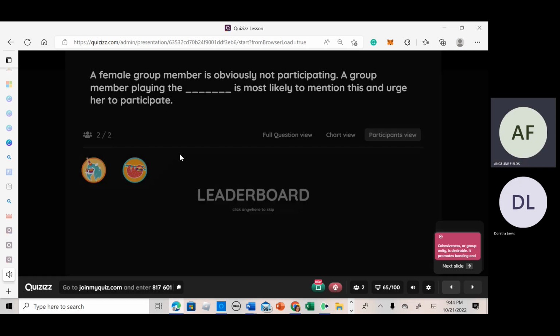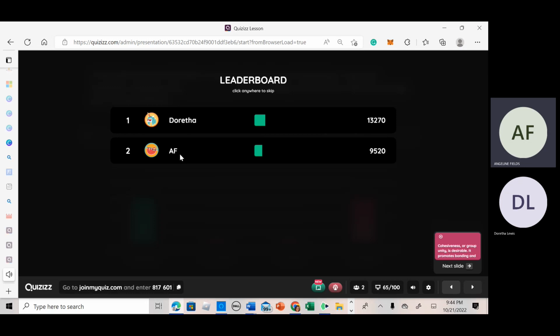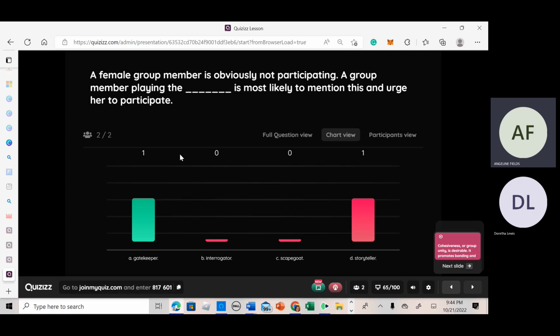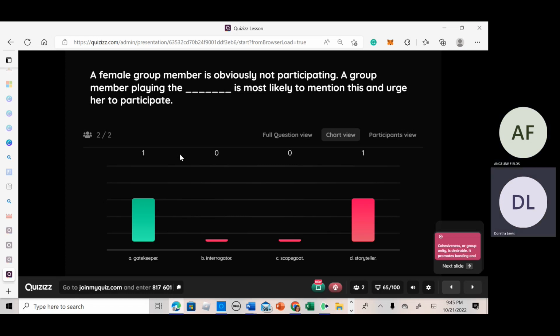Oh, I got that one confused. So a female group member is obviously not participating. A group member playing the gatekeeper is most likely to mention this and urge her to participate. I had picked the storyteller, thinking they would be the one to try to push them, but that's completely wrong. I picked the absolutely wrong one. Okay, you were thinking from another perspective, but yeah, gatekeeper, because that's the one who notices when people aren't talking. They're almost like a co-facilitator, and they notice things about the group that the facilitators might not be aware of. Right.